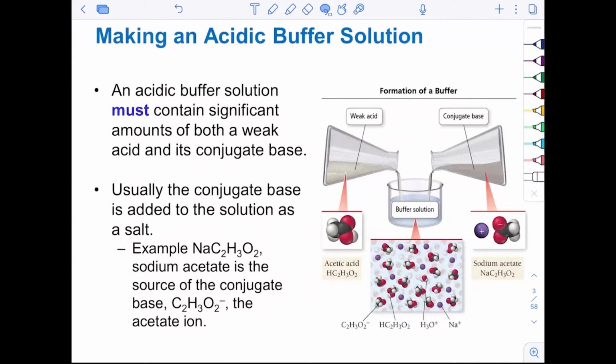Making an acidic buffer solution must contain amounts of a weak acid and its conjugate base. Usually the conjugate base is added as a salt. So if we think of acetic acid, HC2H3O2, that is a weak acid. Its conjugate would be the salt form, sodium acetate, whereas the conjugate base is really C2H3O2-1. All right, those two need to be in the solution together.